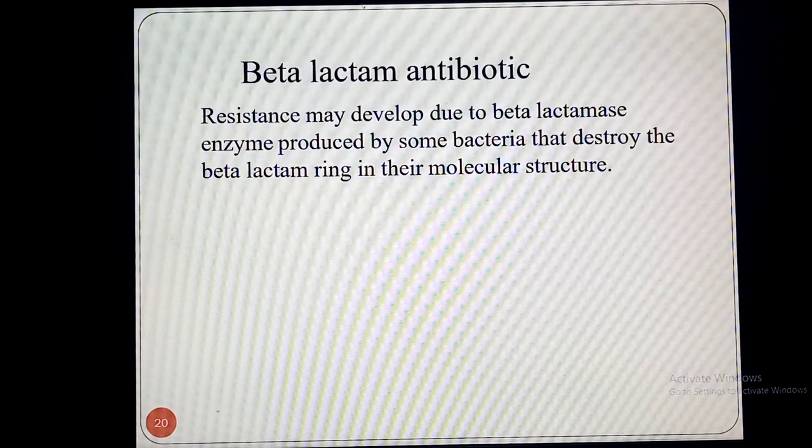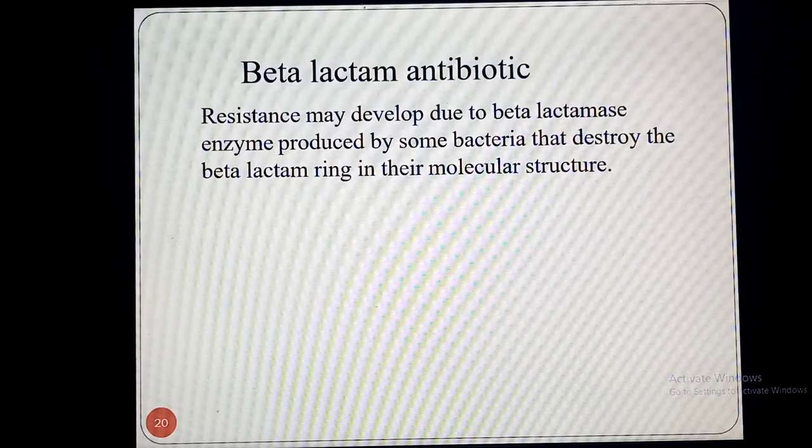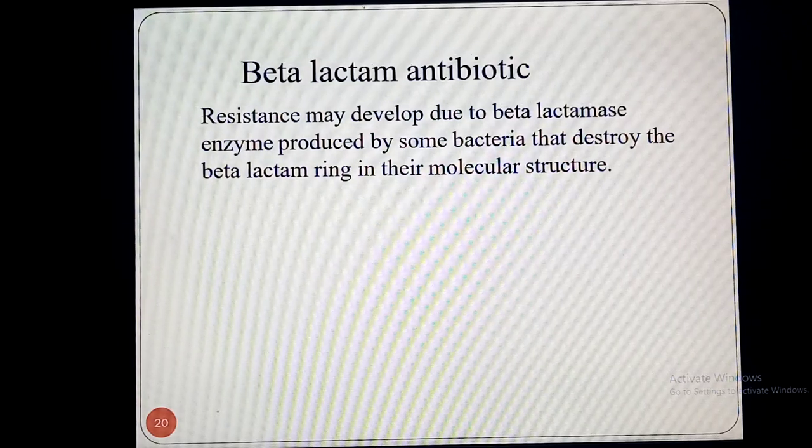And actually these enzymes are byproducts. They are produced by some bacteria which can destroy the beta lactam ring in their molecular structure.